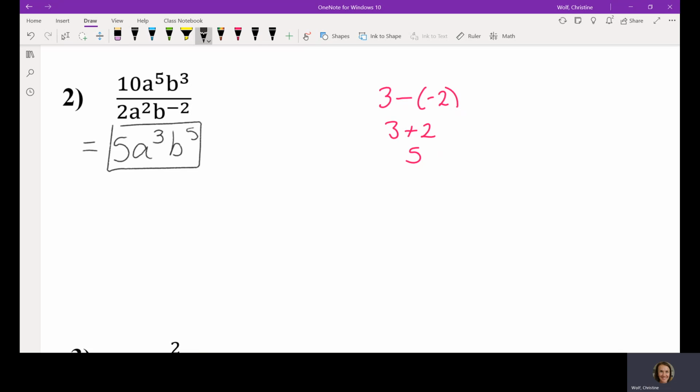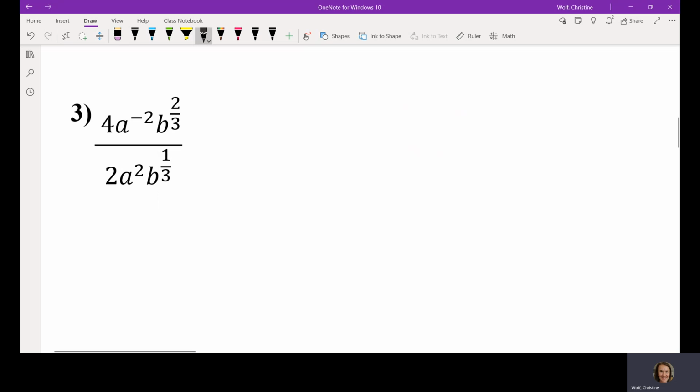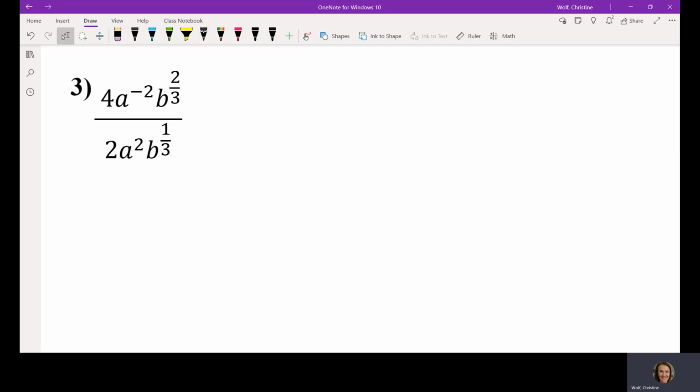So pretty simple, hey? Not so bad. Questions? Next one. All right. Now I'm throwing a few extra things at you. You have exponents that are fractions now. Okay, so once you get that down, I want someone to tell me what's the first thing I'm going to divide.